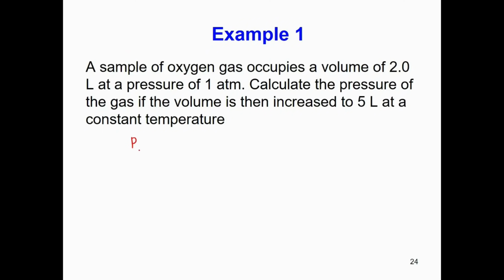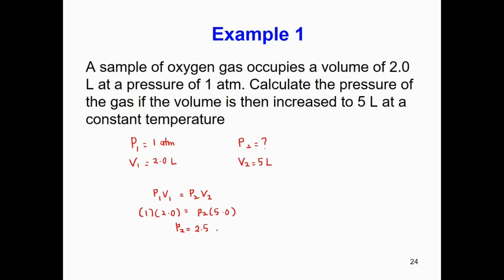So the information given in this question is P1, where the value is 180 atm. V1 is 2 liter. P2 is unknown. And V2 given is 5 liter. So we just have to use the relationship P1 times V1 equals P2 times V2. Then just substitute all the values given into the formula. So we will get P2 equals 2.5 atm. So in this example, the initial volume is 2 liter and the pressure is 180 atm. But if we increase the volume to 5 liter, the pressure will change to 2.5 atm.